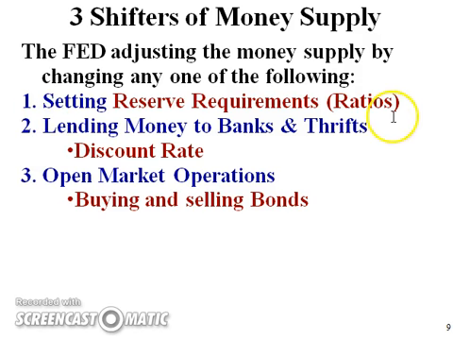Setting the reserve requirement ratio, lending money to banks and thrifts, which is affected by what's called the discount rate or the Fed rate, the federal funds rate, and then there are open market operations, buying and selling bonds. So these three shifters could cause the money supply to increase, shifting to the right in the money market graph, or decrease, shifting to the left.